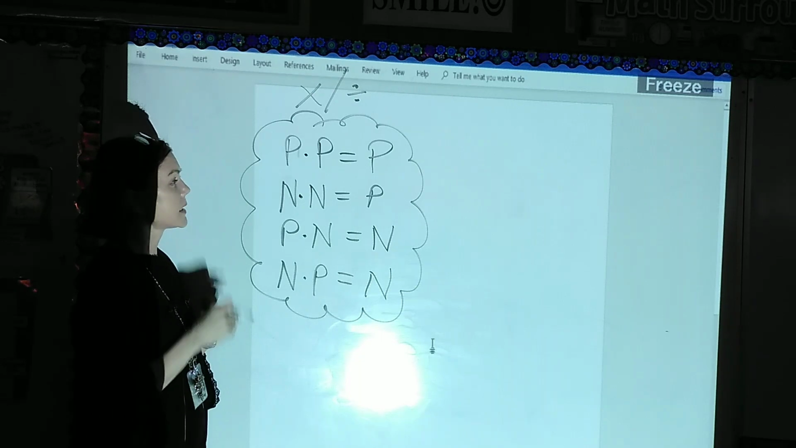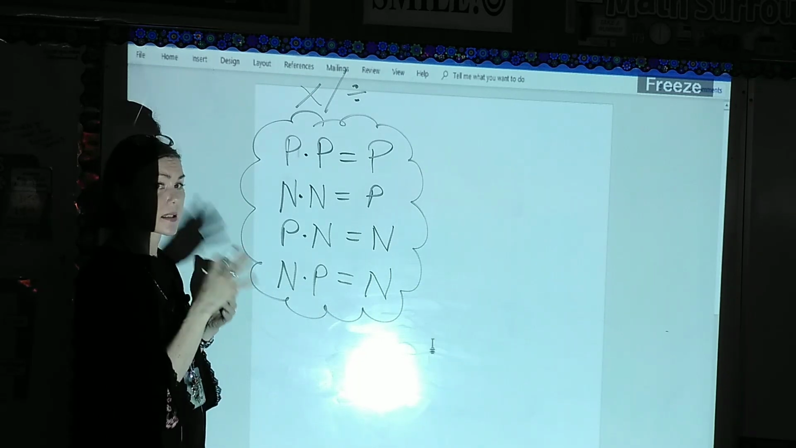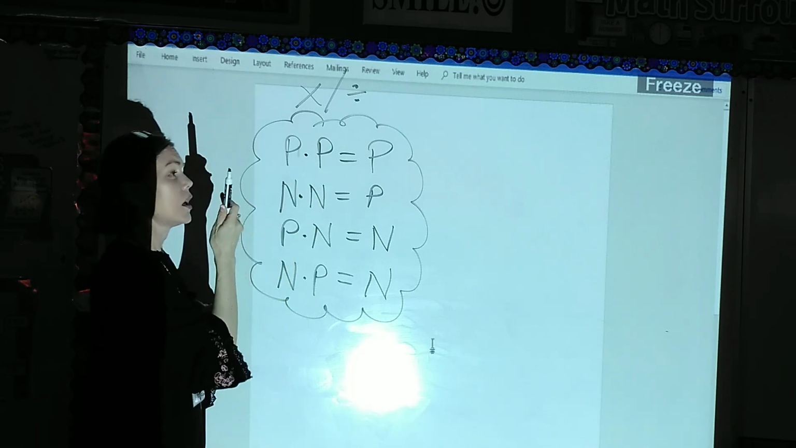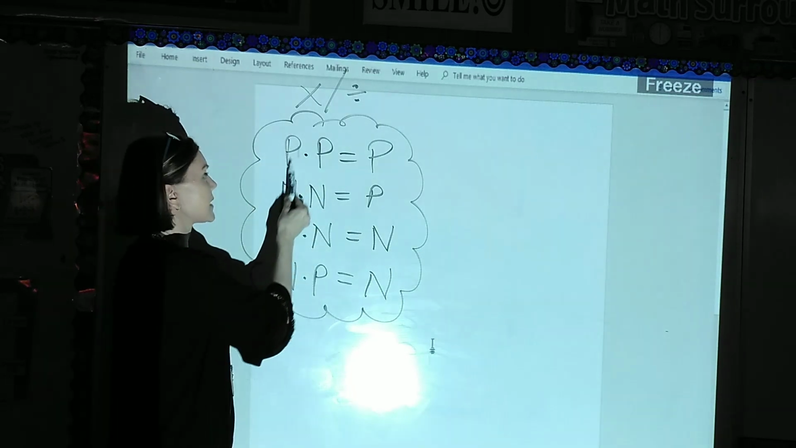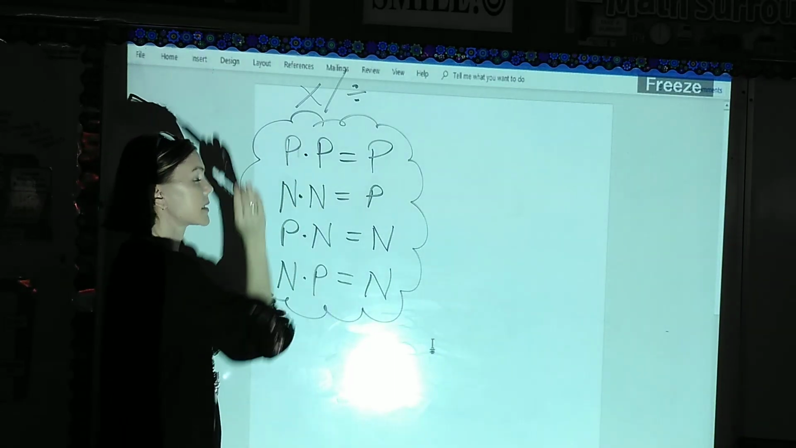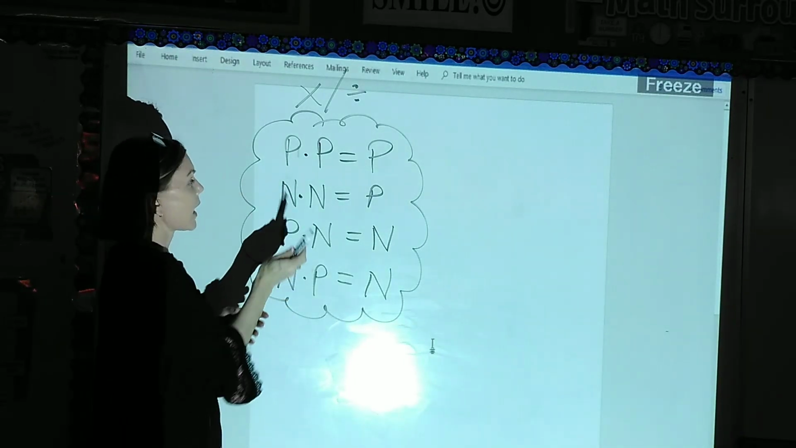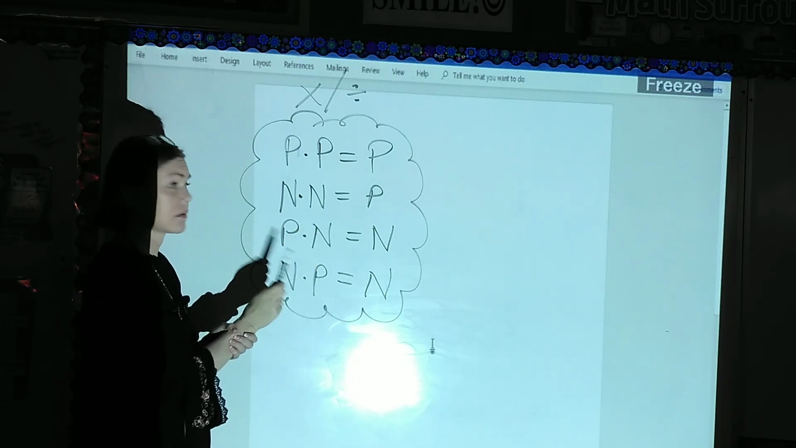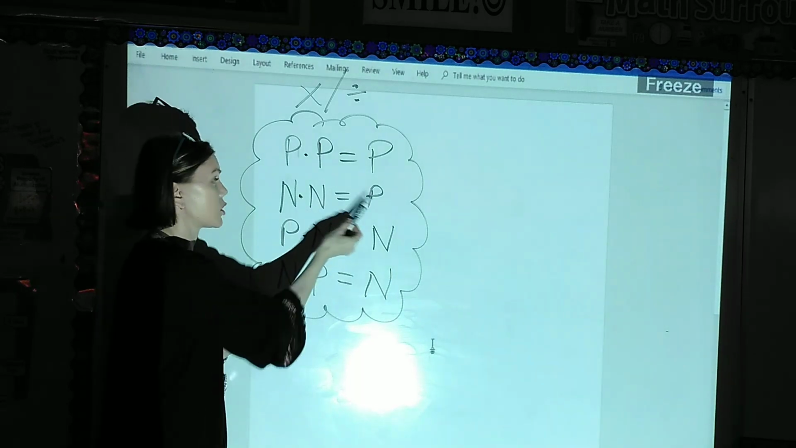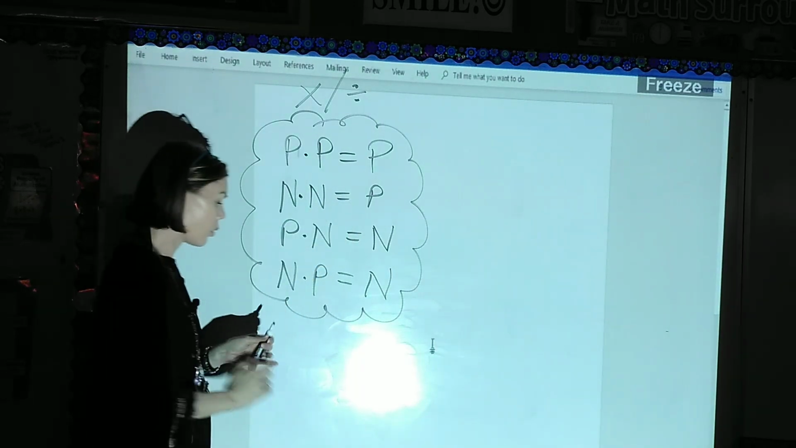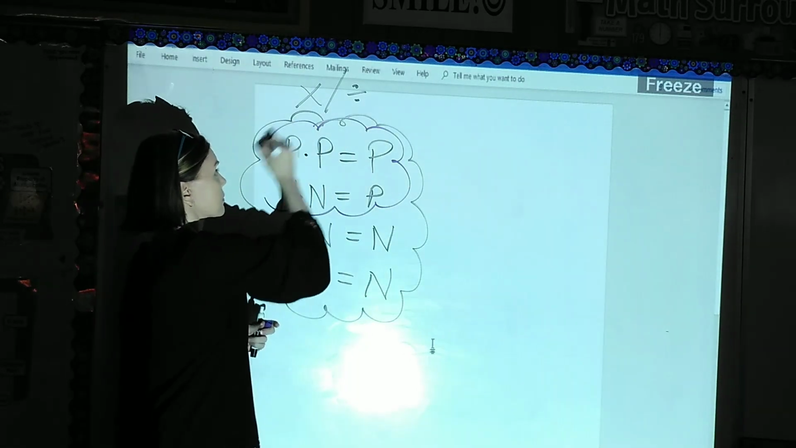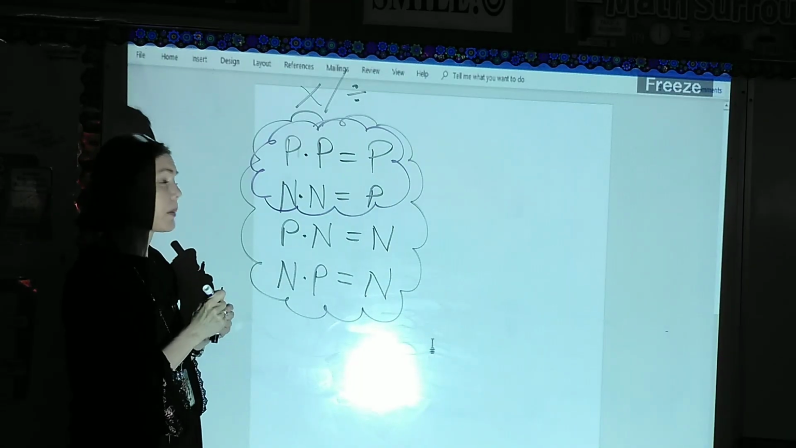Okay? So this is kind of similar to adding and subtracting. If you're multiplying or dividing 2 positive numbers, a positive times a positive gives you a positive, because these are the same symbol, okay? Now, if you're multiplying 2 negatives, they're the same symbol. So a negative times a negative gives you a positive, okay? So when you're multiplying symbols that are the same symbol, your answer will be positive.